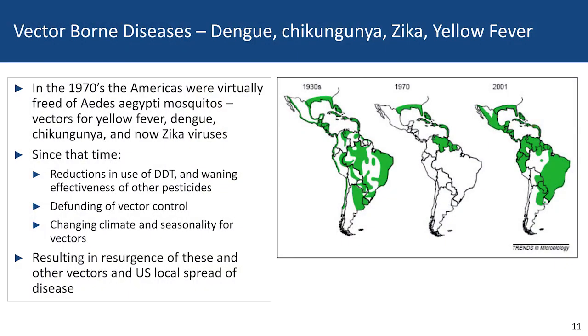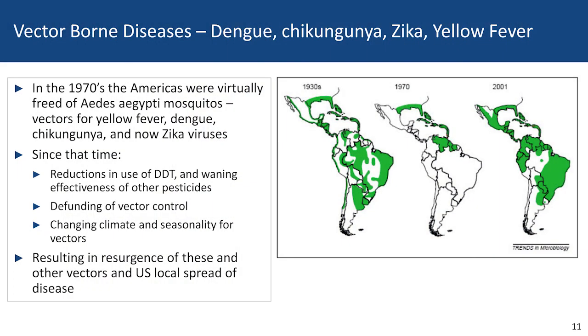The next topic is vector-borne diseases. In the 1970s in the Americas, we virtually were freed of what is called the Aedes aegypti mosquito, which is the vector that carries a number of important human diseases like yellow fever, dengue, chikungunya, and now the recently emerged Zika virus.